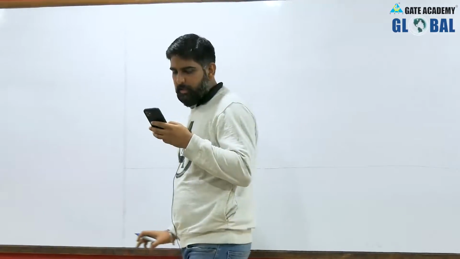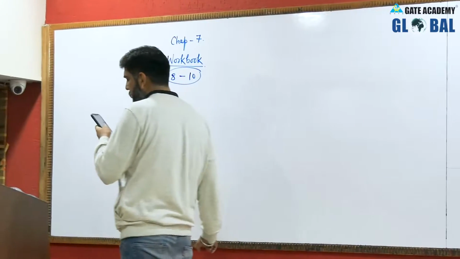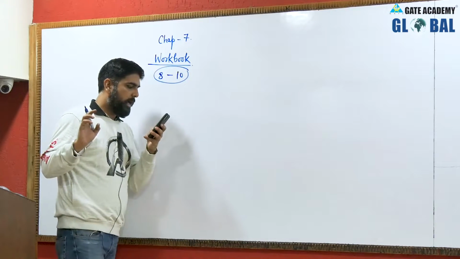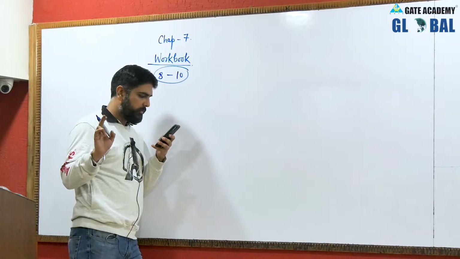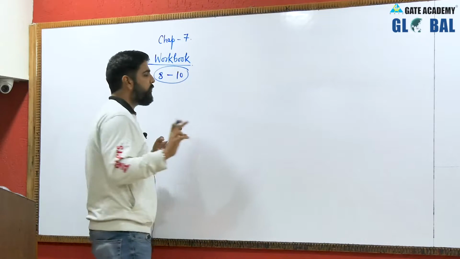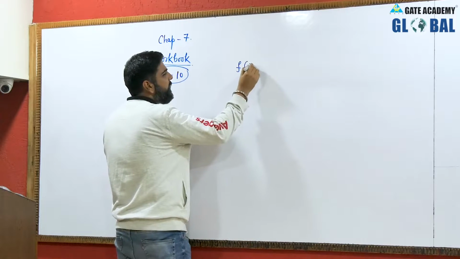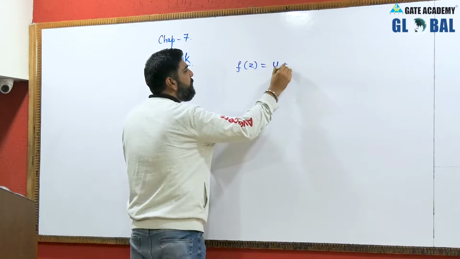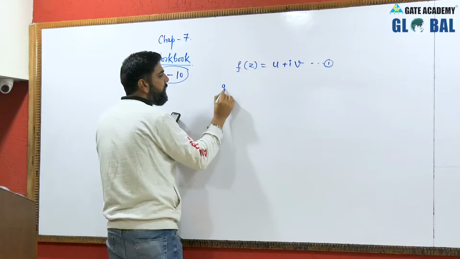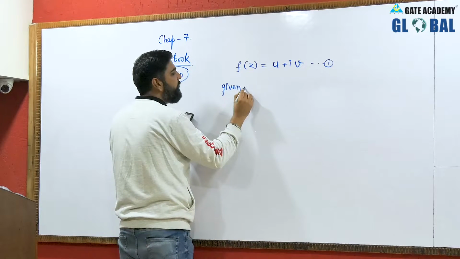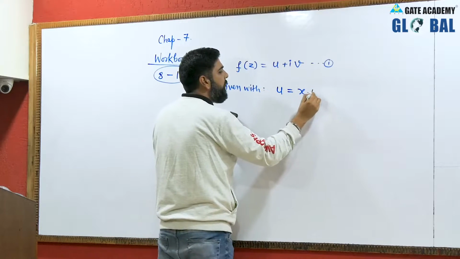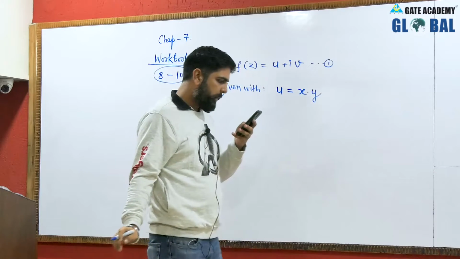Let us take question number 8, which was asked in IIT Roorkee 2009. The analytic function of the complex number z = x + iy is expressed as the function f(z) = u + iv, where i = root minus 1. So here f(z) is the analytic function, equation number 1. We are given the real part, u = xy. Fine, the real part is nothing but x into y.